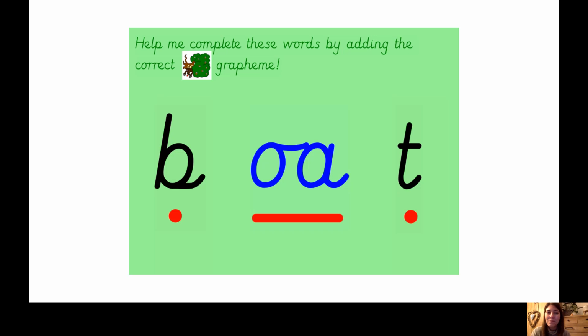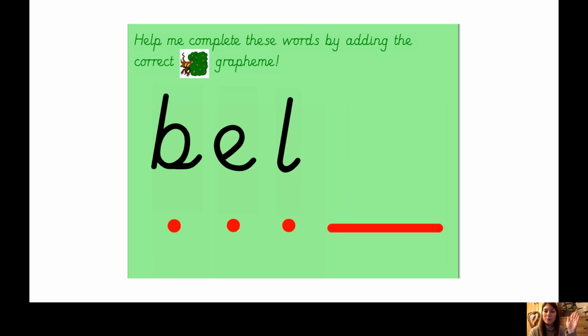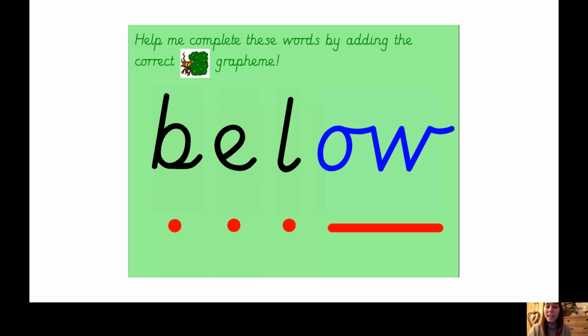There he is. Let's sound talk this word together. B-E-L-O, below. Where is this O phoneme? At the end of the word. So who must this be? It must be Mummy, and Mummy is spelt O-W. There she is at the end of the word.